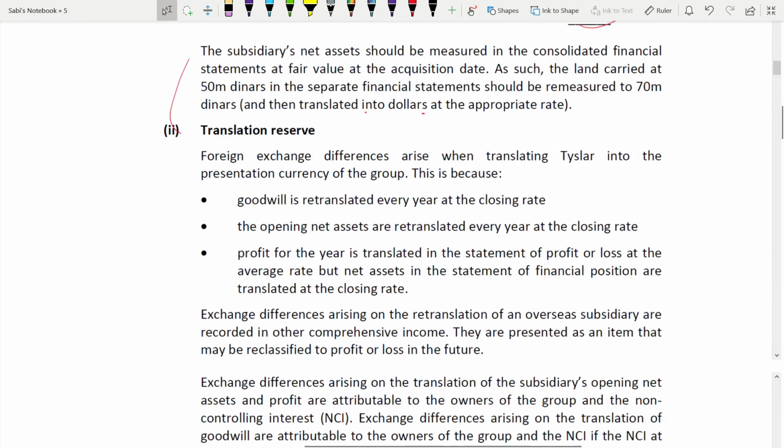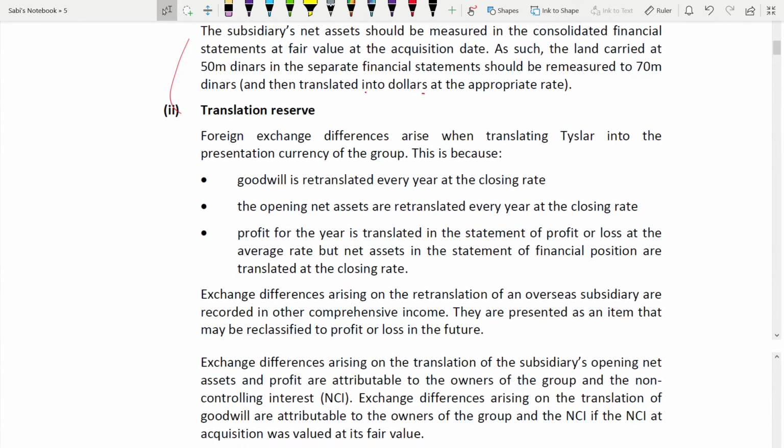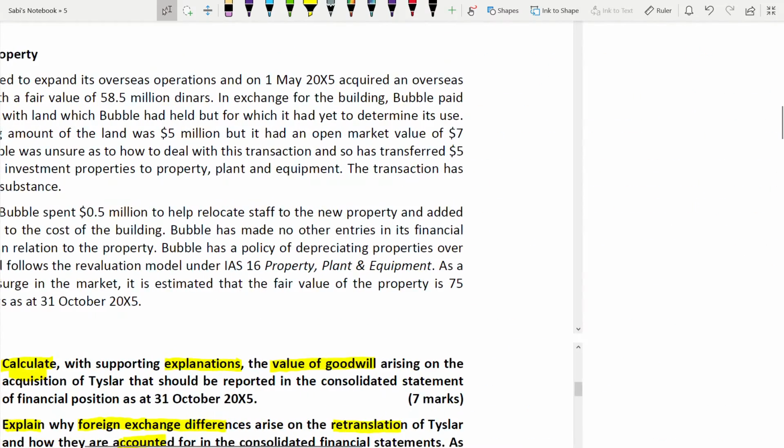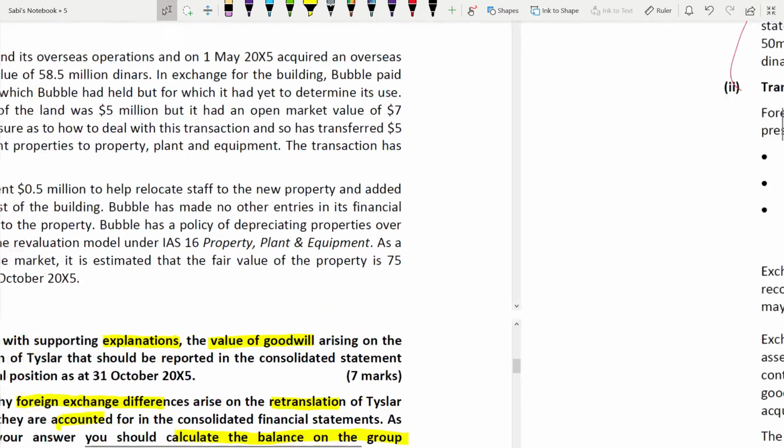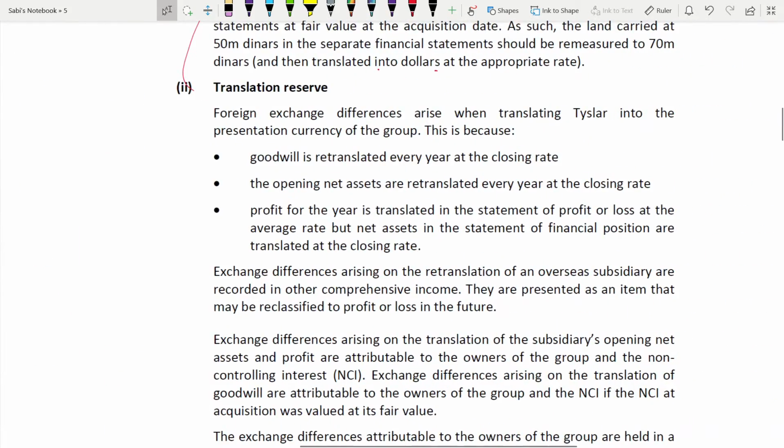So translation reserve is the next part they asked. Why it will go and then balance in the translation reserve. Two things we have to do, right? So translation reserve, now let us see what they wrote. And if you see, this is for how many marks? This is for 10 marks. My God. Definitely have to do more writing here.